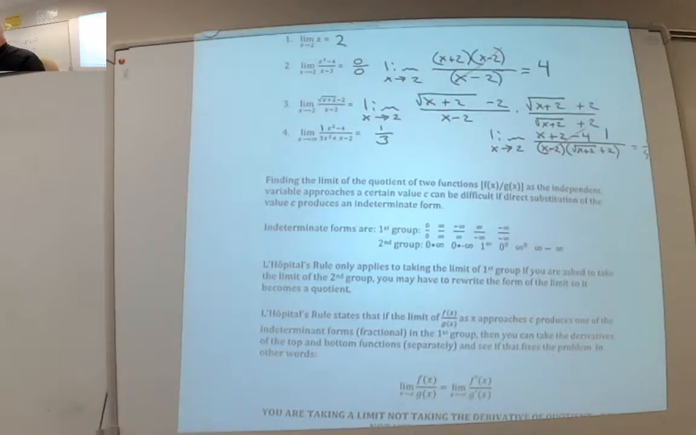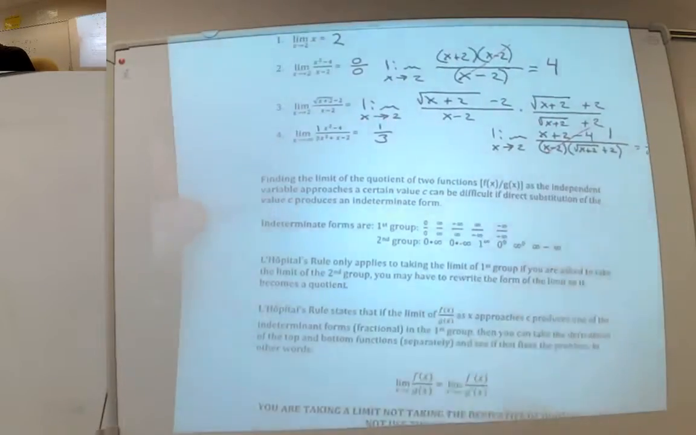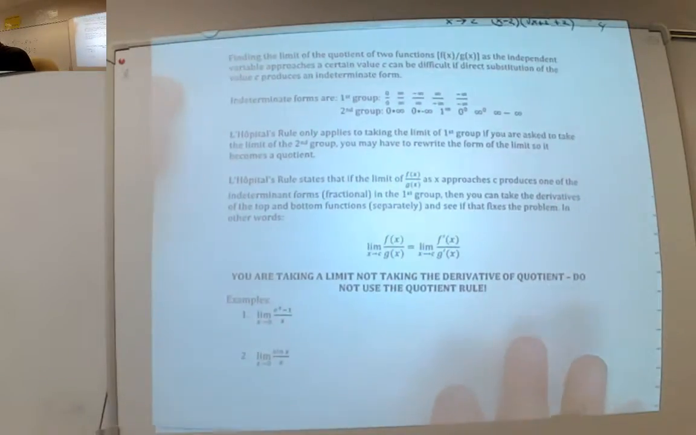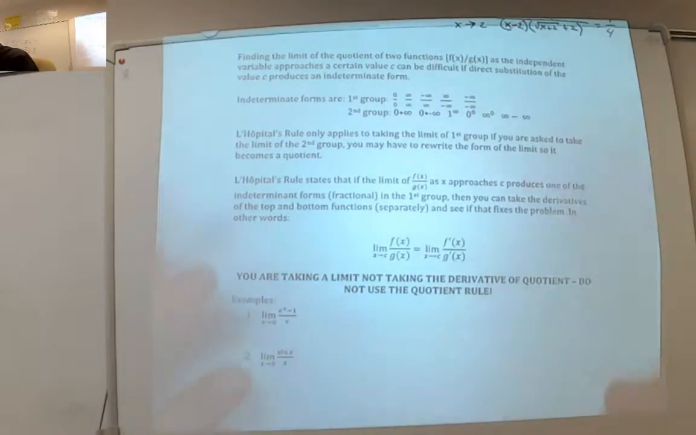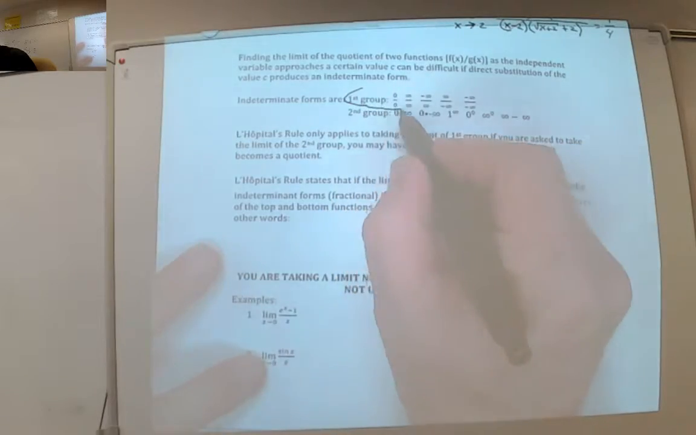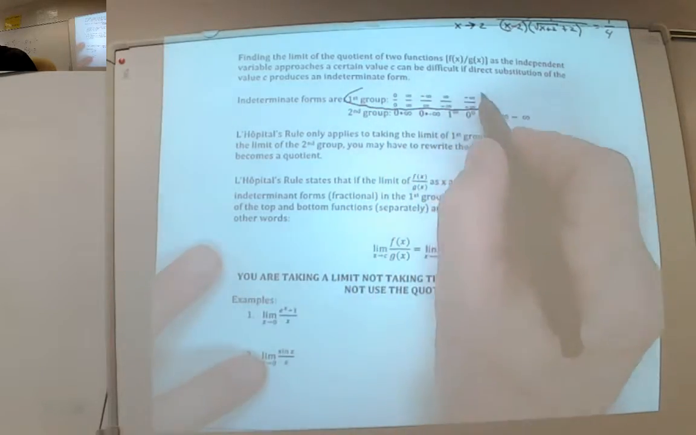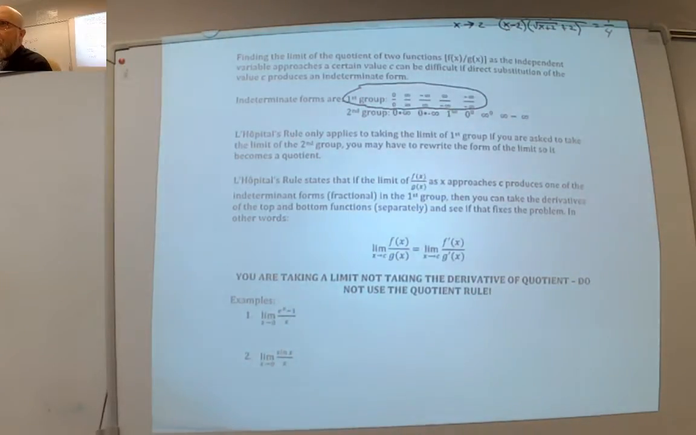All right. So for some that we're not able to do, we're going to use L'Hopital's rule. And there are 2 types of indeterminate forms. We're only going to worry about the first group. When we get into BC Calc, we worry about the second group. But right now we're only worried about that group. So the group is always in fractional form. You have 0 over 0, and the rest of them is some form of infinity over infinity.